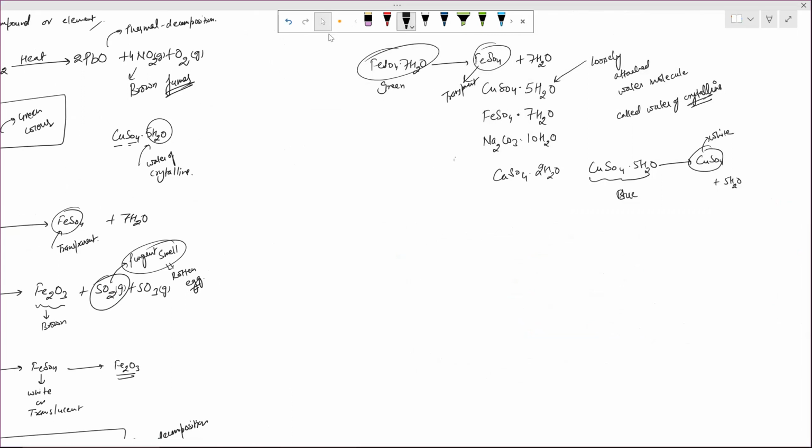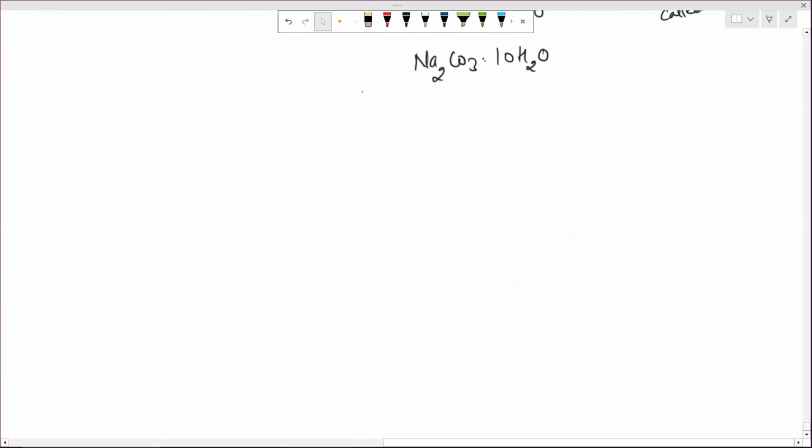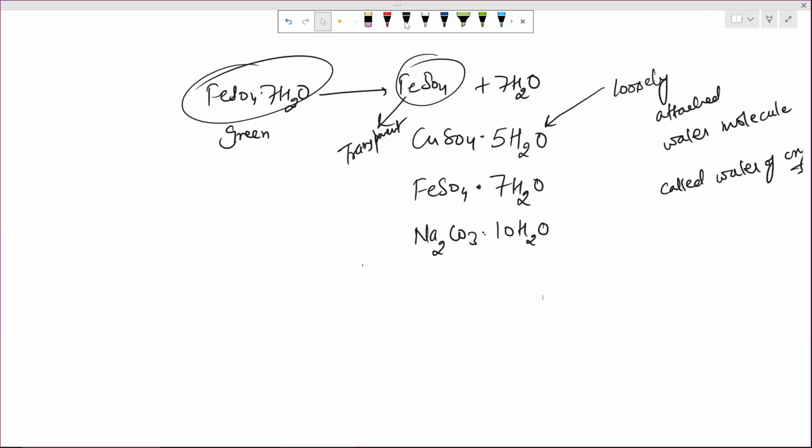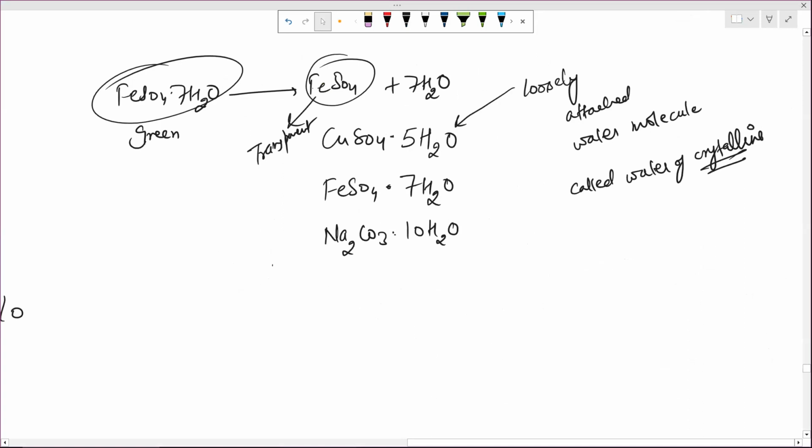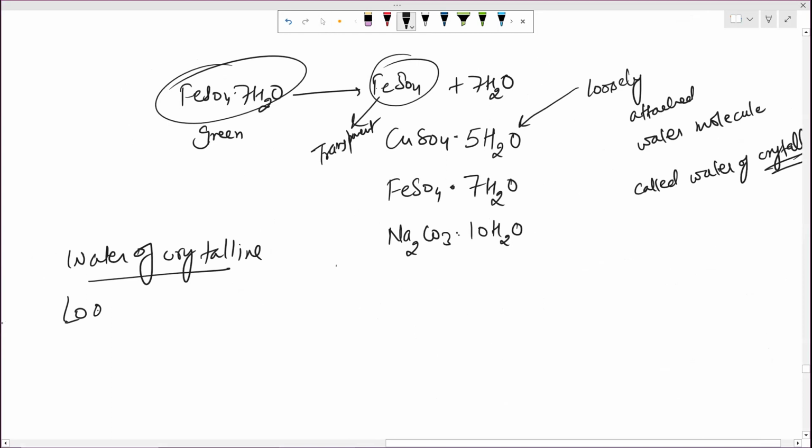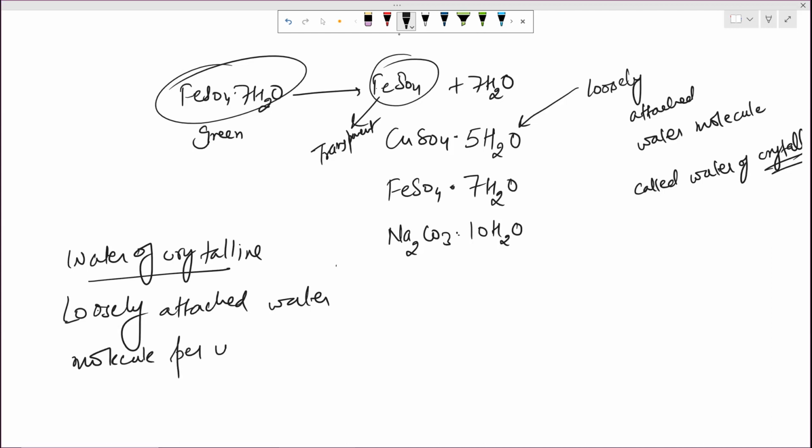Okay. What is water of crystallization? Loosely attached water molecules per unit formula of the compound. Note the definition of water of crystallization: it is loosely attached water molecules per unit formula of the compound.